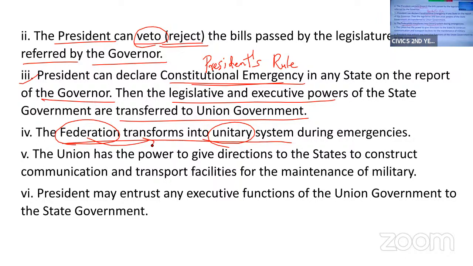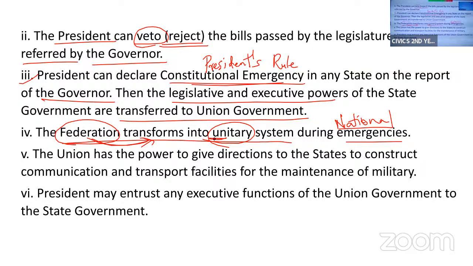During emergencies, the powers of the federation are transferred to the central government. If there is any external attack or war, the president can declare national emergency. The president has the power to declare national emergency. So when national emergency is declared, the federation will transform into unitary, and the powers of the state governments are transferred to the central government.